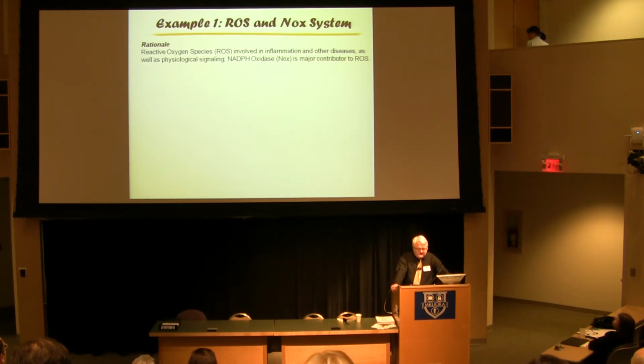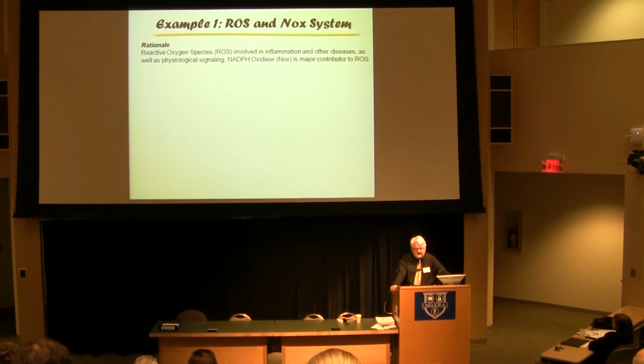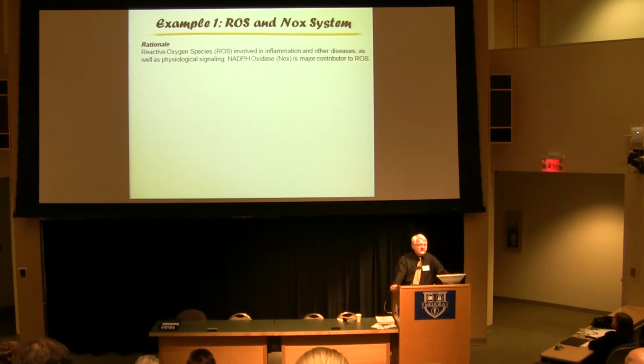The first one has to do with reactive oxygen species, or ROS as we say lovingly. Of course they are involved in inflammation and all kinds of diseases, and they're also involved in physiological signaling. Oxidative species usually get a bad rap because you say, oh, they're bad, they're eating up your membranes and all that. Well, they have a physiological function, so you shouldn't eradicate them. Now, this enzyme NADPH oxidase, or Nox, as we say, is the major contributor to reactive oxygen species.